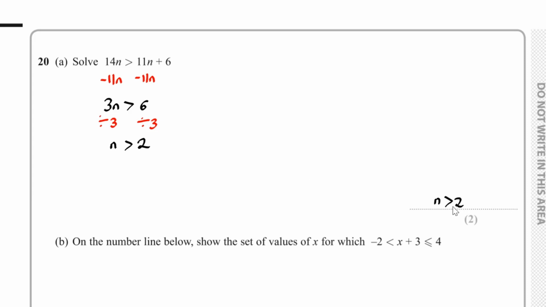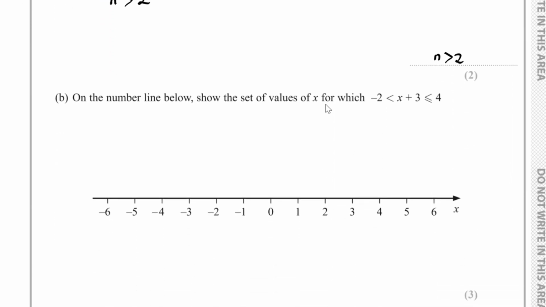And now for part B, we have to show on the number line the set of values of x for which minus 2 is less than x plus 3, which is less than or equal to 4. So to do this question, we need to subtract off 3 from both sides. And if I do that, we have minus 5, which is less than x, which is less than or equal to 1.